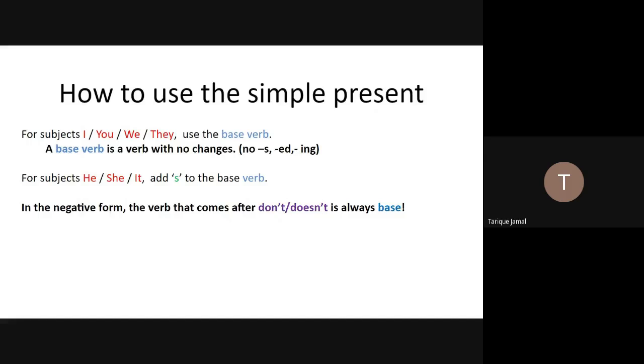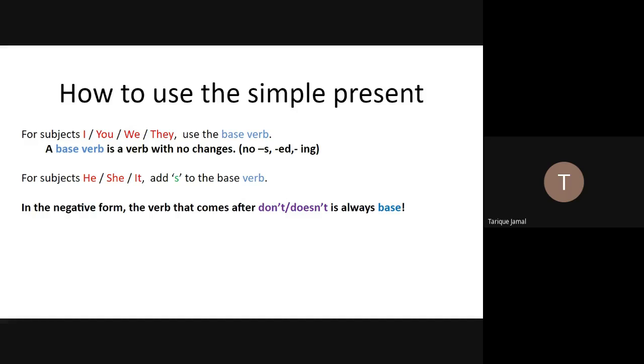For subjects he, she, it, we call them third person, all right? So always remember, whenever we have he, she, it, we just add s to the base verb, all right? He, she, it, add s to the base verb.